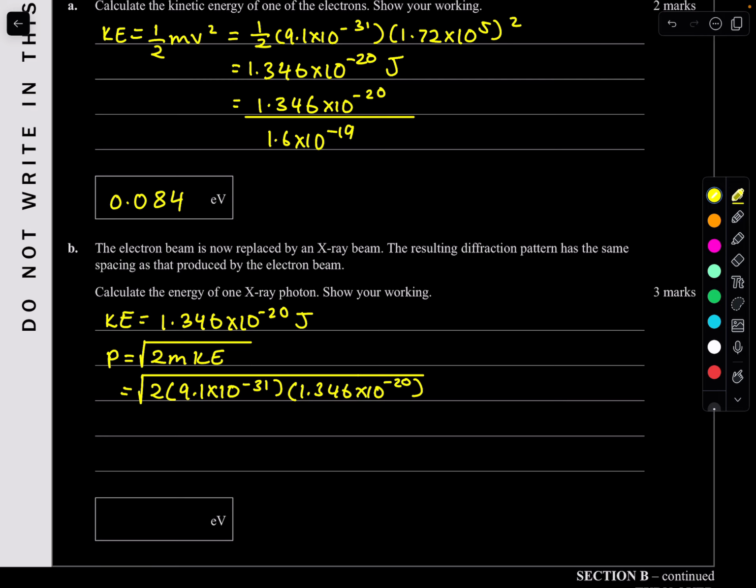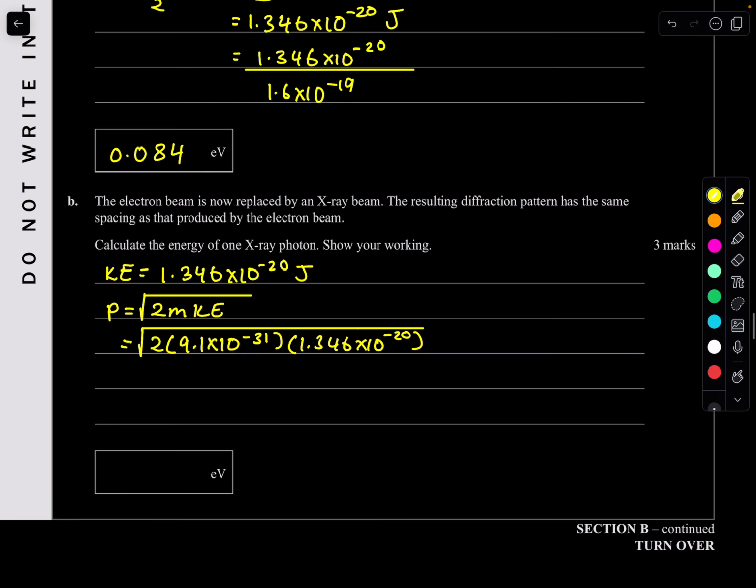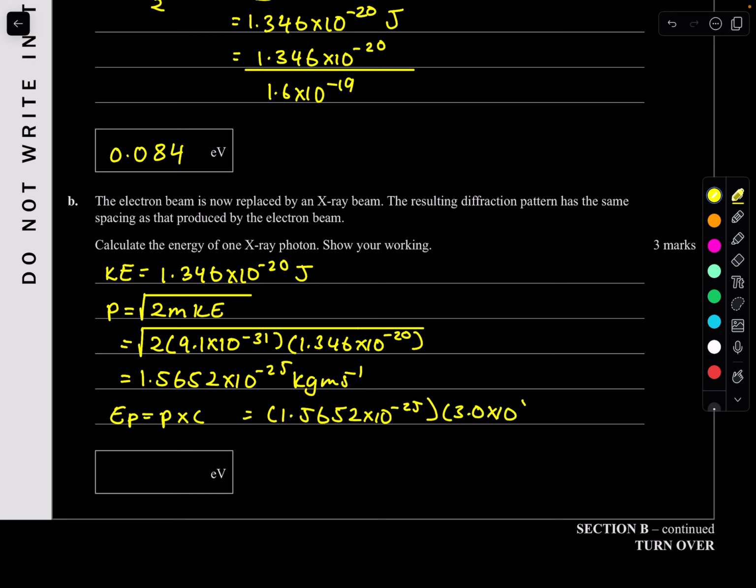So what's that going to be giving me? 2 times 9.1 times 10 to the negative 31. That gives me 1.5652 times 10 to the negative 25 kilogram meters per second. Beautiful. So we got our momentum, and now we just want to calculate the energy of a photon. We know that the energy of a photon can be calculated by p times c, your momentum times your speed of light. So that's 1.5652 times 10 to the negative 25 times 3.08 times 10 to the power of 8.